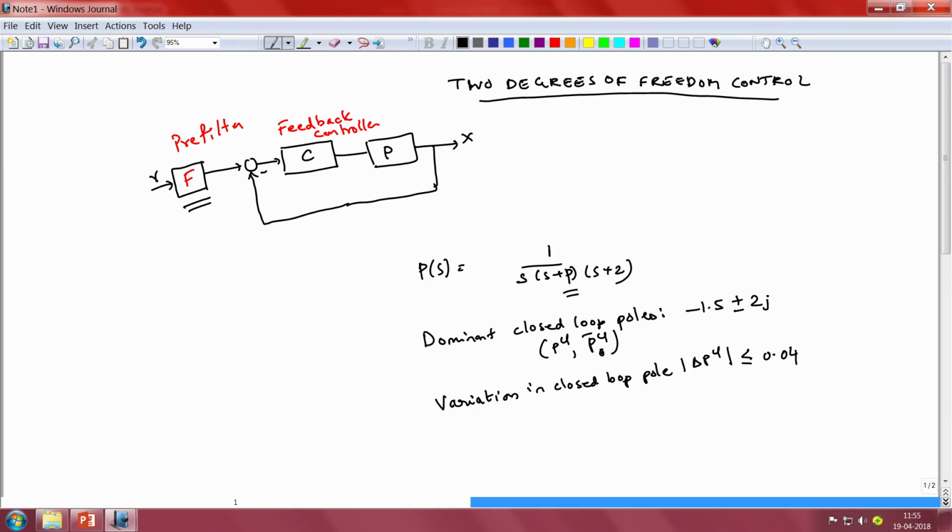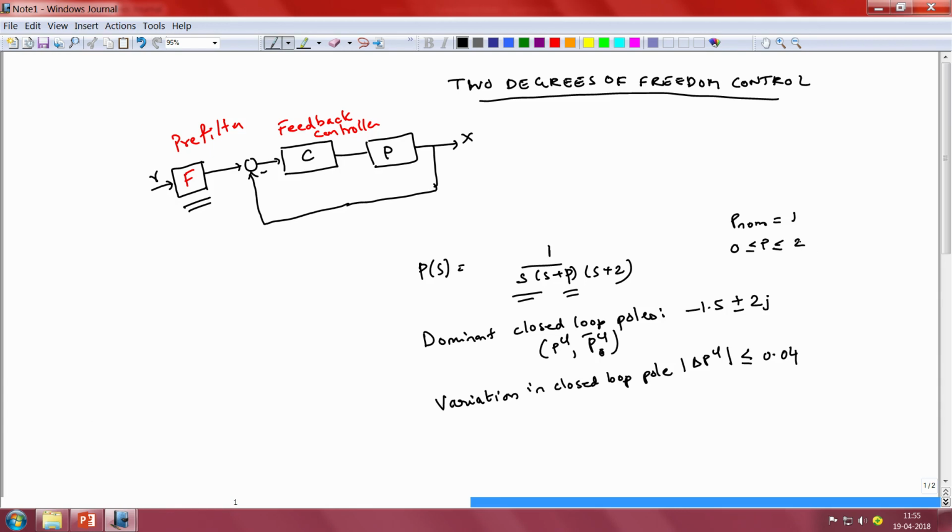But in this example we have assumed that the pole at s is equal to minus 1 is uncertain. So, the nominal value of p in this expression here is equal to 1. So, nominally the plant has one pole at the location s is equal to minus 1, but this pole can lie anywhere between 0 and 2.